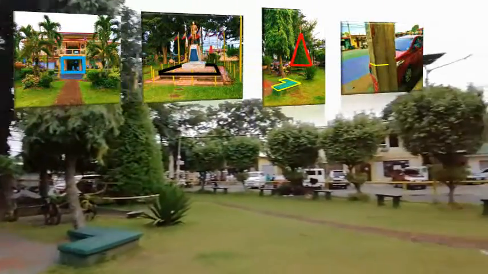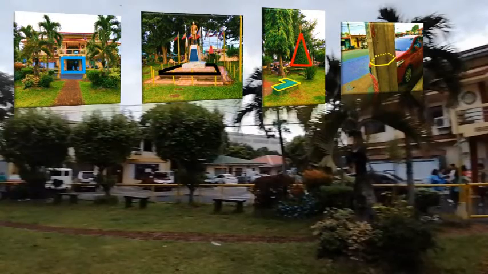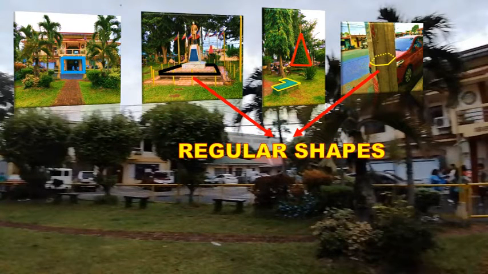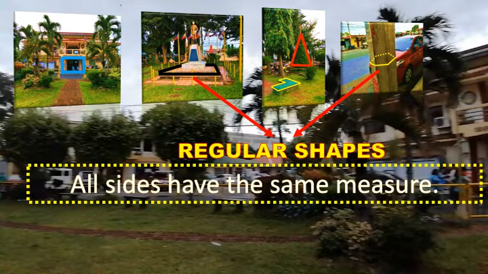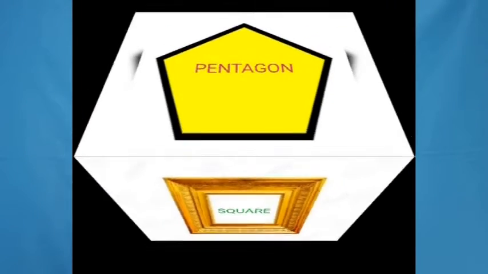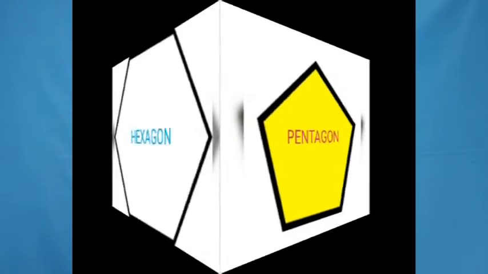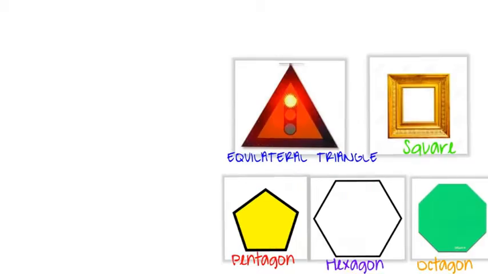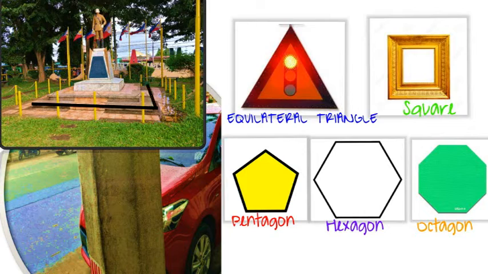And these shapes are classified by the following. First, regular shape. When we say regular shape, all sides have the same measure. Let me give you the following examples: an equilateral triangle, a square, a pentagon, a hexagon, and an octagon. Those are examples of regular shapes.